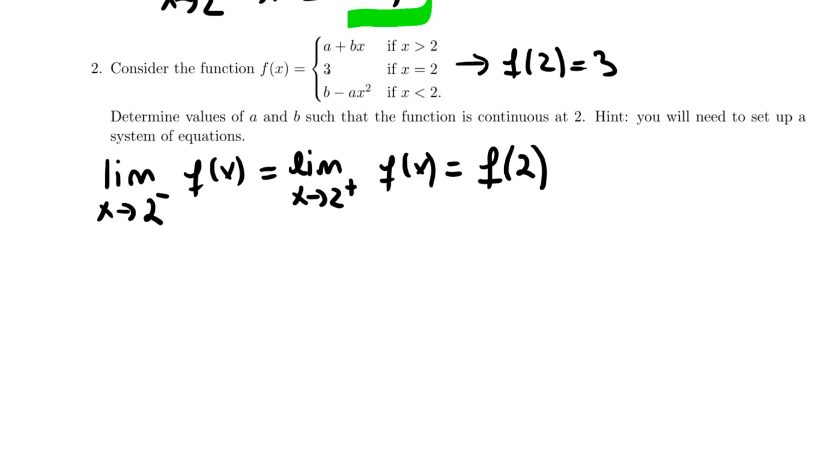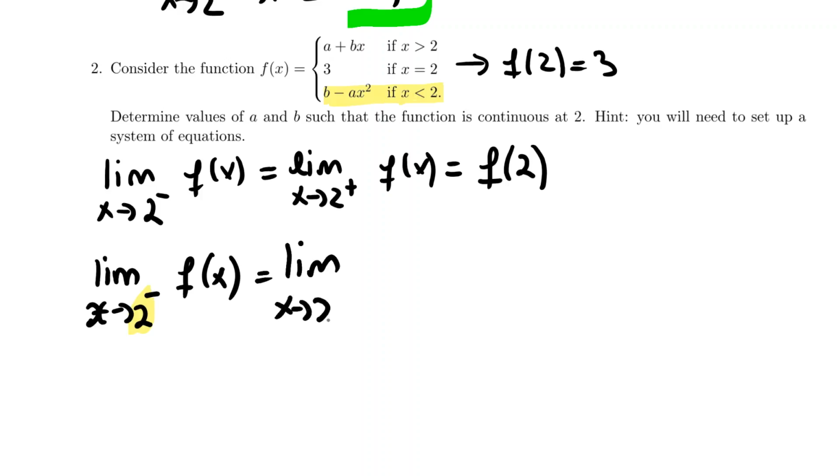So let's calculate the limit as x goes to 2 from the left. As x goes to 2 from the left, it's this one, so we'll use b minus ax squared. So this becomes limit as x goes to 2 from the left of b minus ax squared. And if we simply let x go to 2, this gives us b minus 2 squared is 4, so b minus 4a.